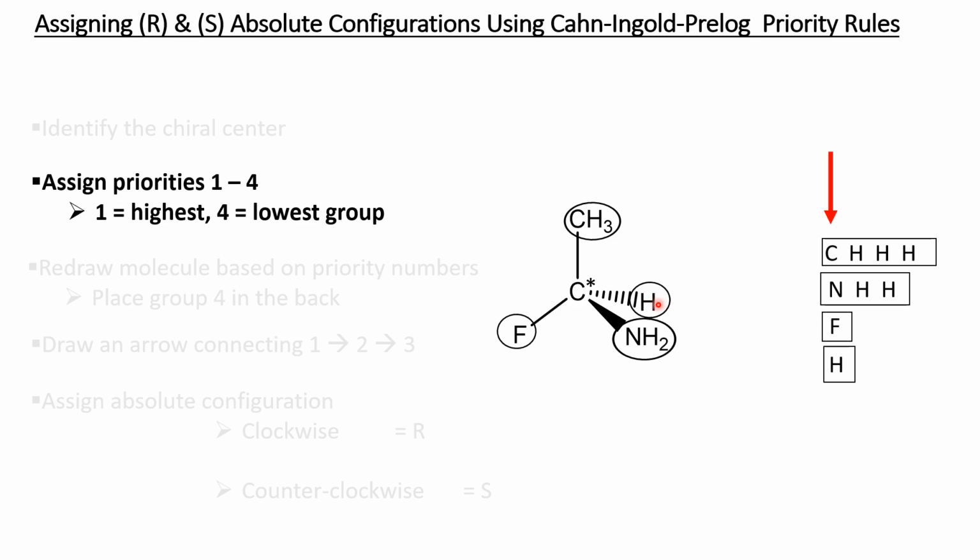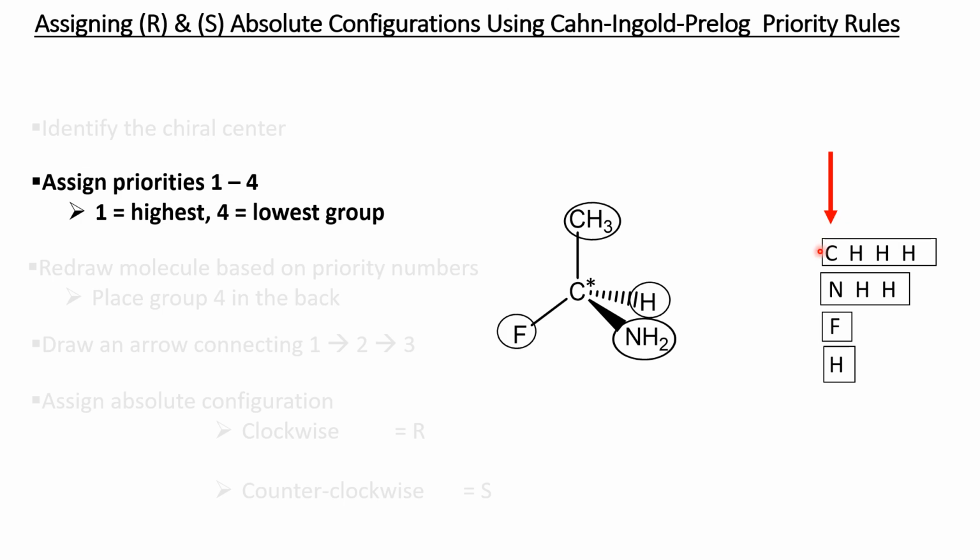After listing the groups, compare the first atom in each of the 4 groups. Then assign priority number 1 to the first atom with the highest atomic number, and priority number 2 to the atom with the second highest atomic number, and priority number 3 to the atom with the third highest atomic number, and priority number 4 will go to the atom with the least atomic number.